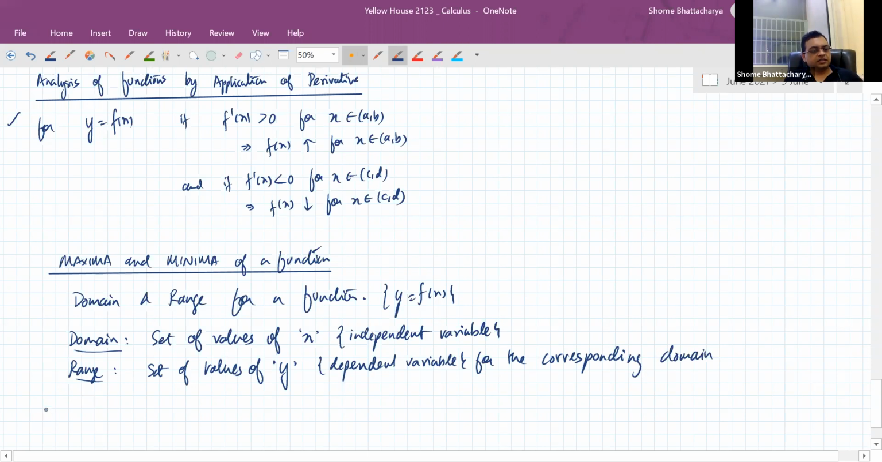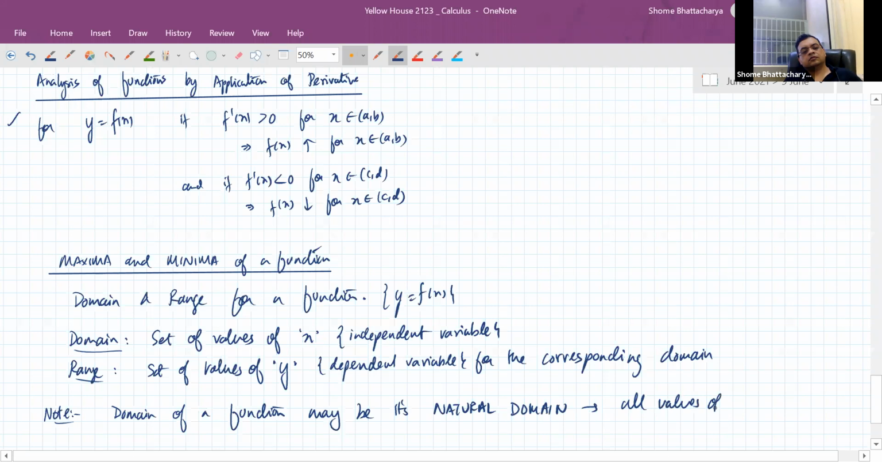Okay, so to understand this, let us look at one more point: the domain of a function may be its natural domain, that is, all values of x for which y is a real value. So that is the natural domain of a function.